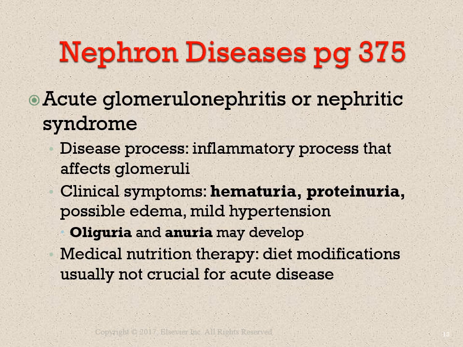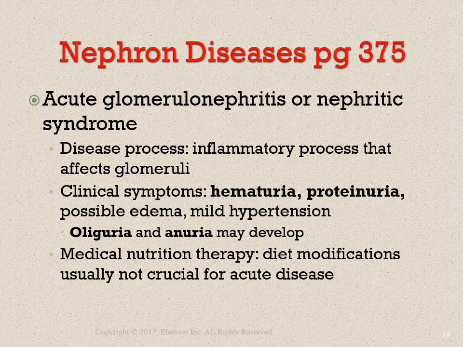Clinical symptoms would include hematuria, which is blood in the urine, or protein in the urine, possible edema, as well as mild hypertension. Then we also see oliguria, which is abnormally small amounts of urine, and anuria, which is failure to produce any urine. So we can either have a decrease or no urine present.